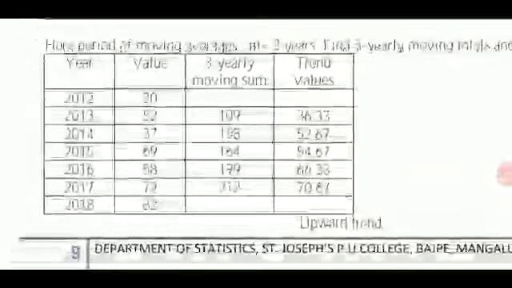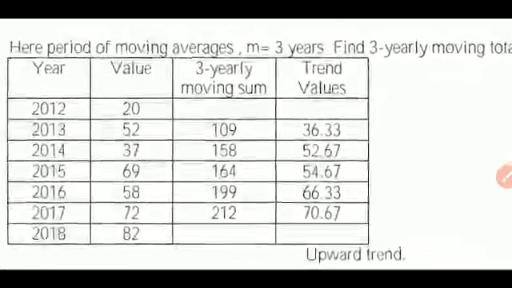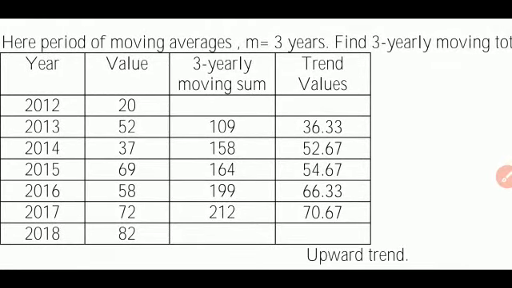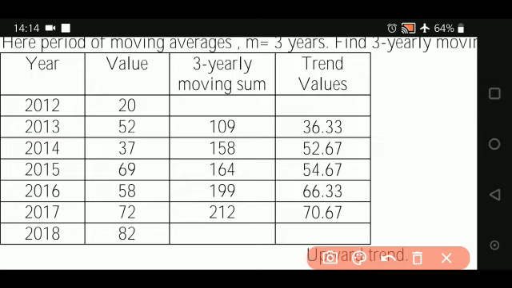Let us see how we are supposed to solve this example once more. First we write the column of year, then we write for value, and the third column is 3 yearly moving sum, and the fourth one is trend values. For 3 yearly, you are representing the middle value. The calculation or the methodology, I can say, for 3 yearly and 5 yearly is almost the same. Only the totaling will change. That is, for 3 yearly you will be doing 3 years total, and for 5 yearly you will be doing 5 years total.